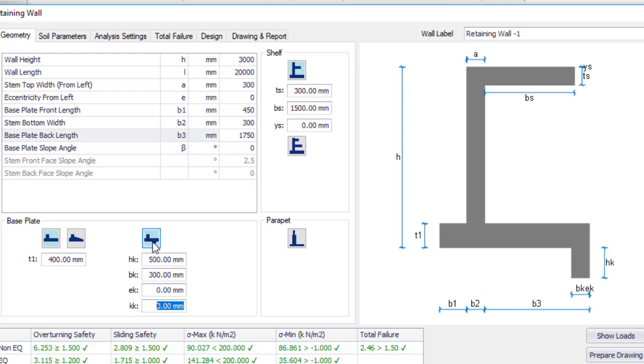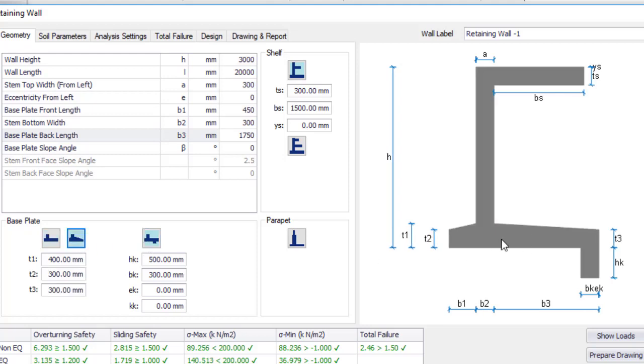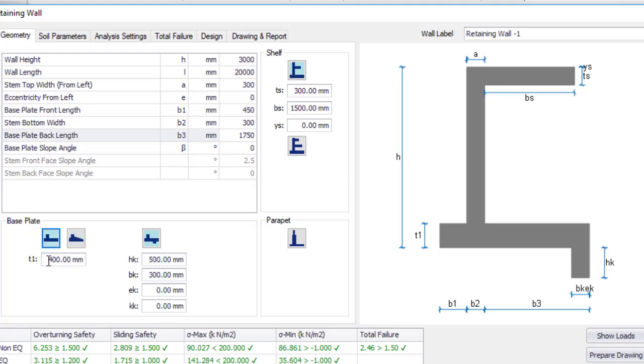What I just did is pick the combination of this straight base plate and a shear key. You can also pick the combination of this one and this one, when you have something like this. But I want to pick this. You also have to decide the thickness of the base plate. I'll be using 300 for the thickness of the base plate. So 300.